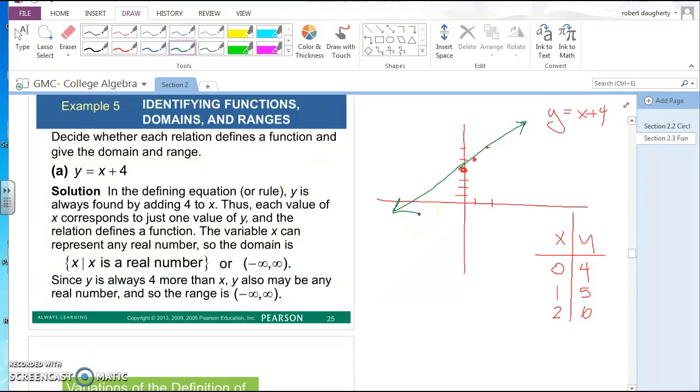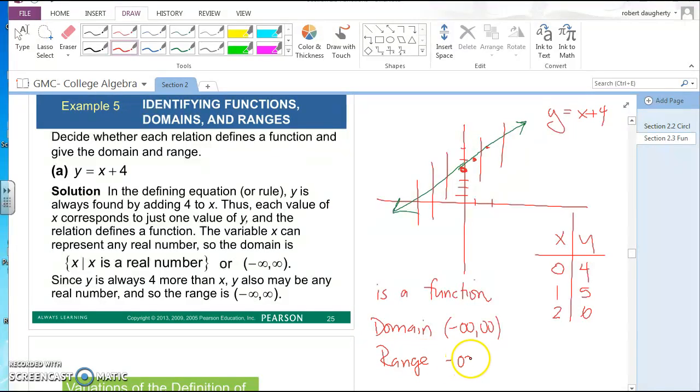If I draw vertical lines to test this, every vertical line is only hitting that line one place. So this is a function, and it's a straight line. All of your straight lines are going to have the domain negative infinity to infinity and the range negative infinity to infinity. So in this case, it is a function. It has a domain of negative infinity to infinity, and it has a range of negative infinity to infinity. Every line will have those same domain and range, and any line is going to be a function.